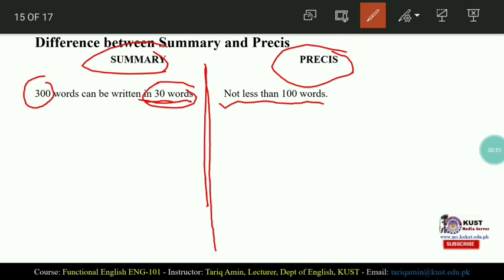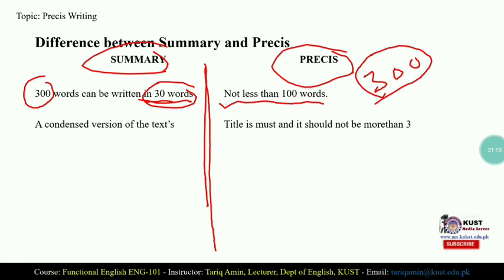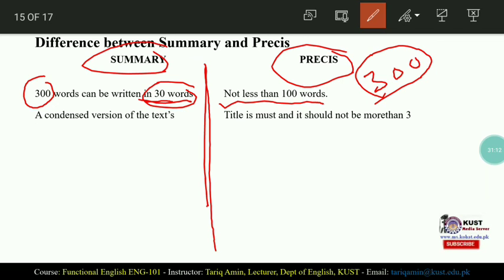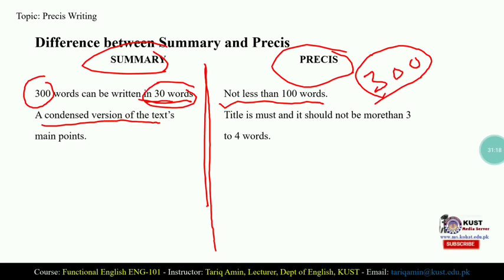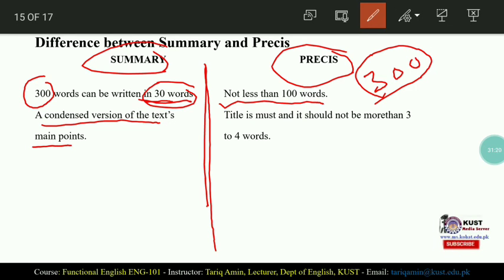For example, your original piece of writing contains 300 words. So your Precis should not be less than 100 words, because in its rule we say that a Precis should be one third of the original piece of writing. Summary is the condensed version of the text's main points. You should know what condensed is. So it is the condensed version of the text's main points.